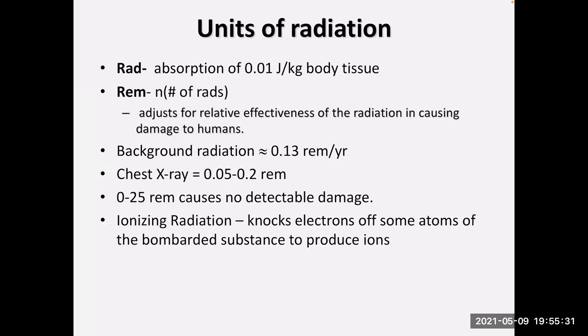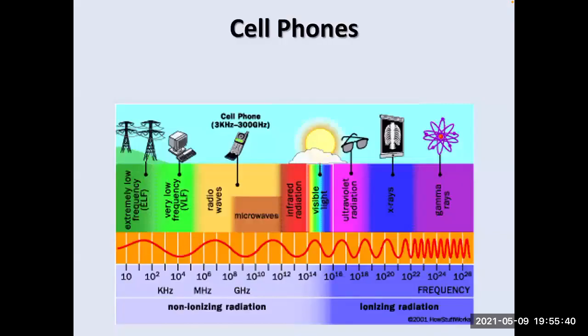Ionizing radiation knocks electrons off of some atoms of the bombarded substance to produce ions. Alpha, beta, gamma, and X-rays are things that do this. Cell phones do emit some amounts of non-ionizing radiation, but you can see that's still some kind of radiation, right? But it's somewhere around microwaves.